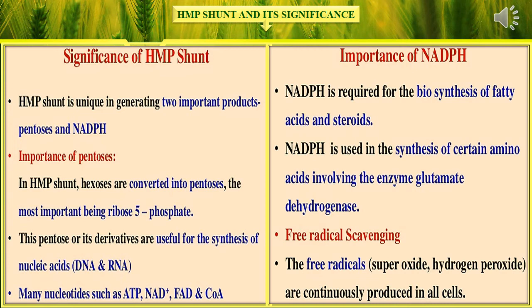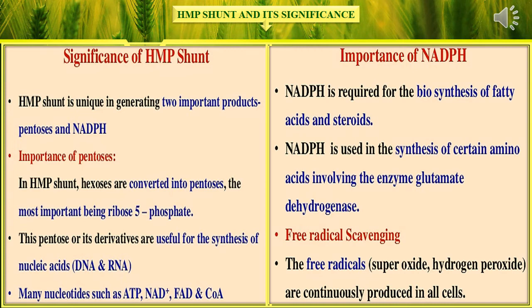HMP shunt is unique in generating two important products. They are pentoses and NADPH. What is the importance of pentose? In HMP shunt, hexoses are converted into pentoses, the most important being ribose 5-phosphate. This pentose or its derivatives are useful for the synthesis of nucleic acids, DNA and RNA, and many nucleotides such as ATP, NAD+, FAD and CoA enzymes.